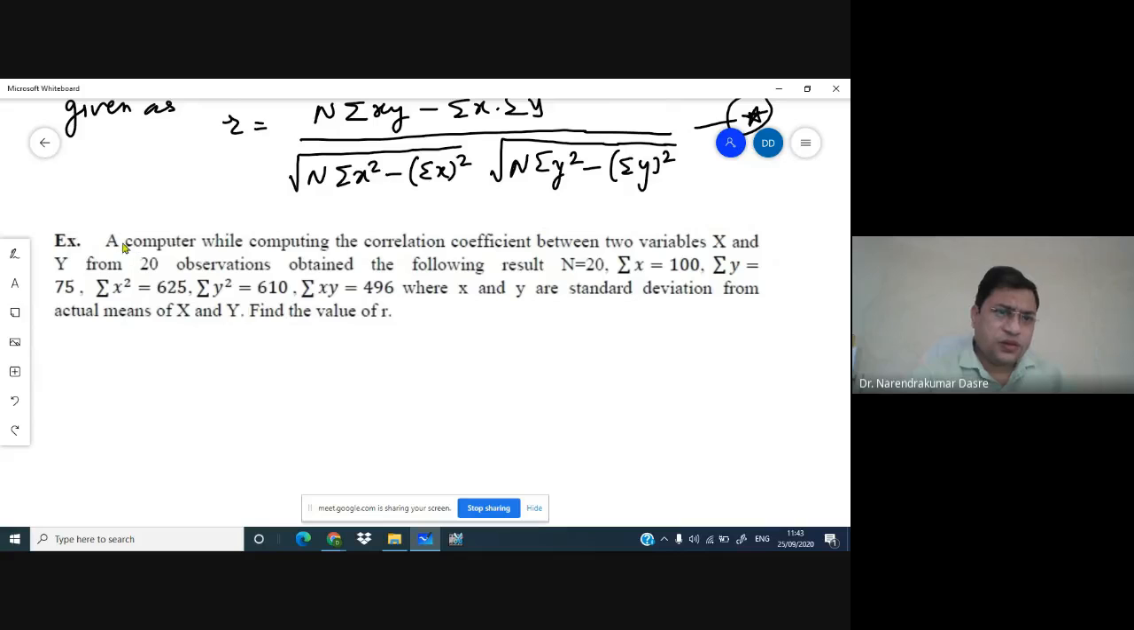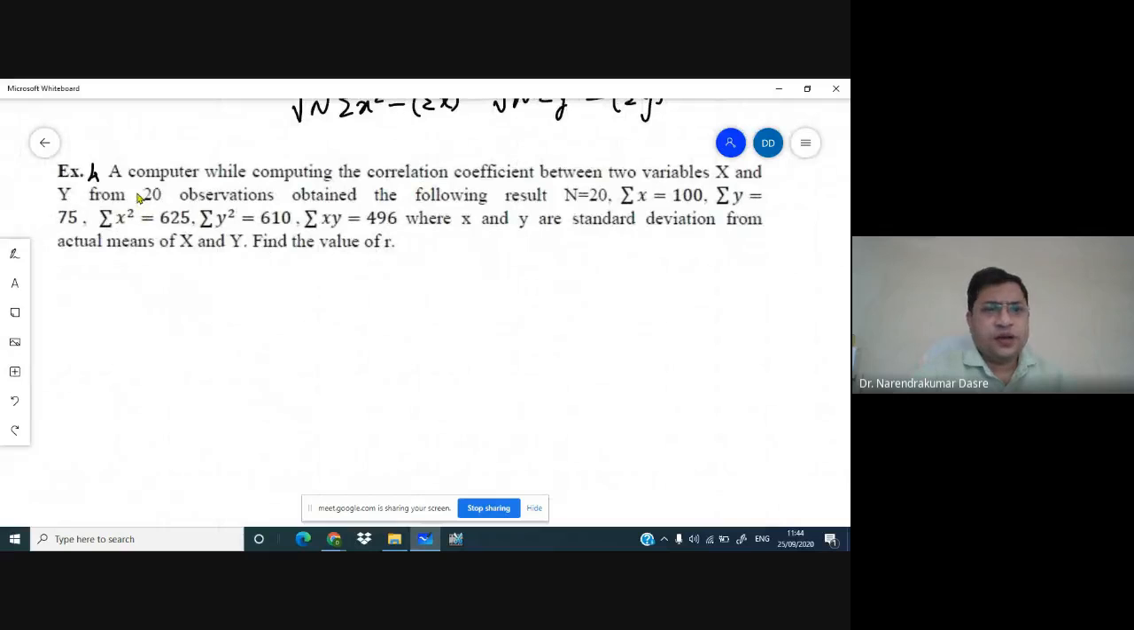So write down this example. Next, example 4.10. You can see a computer while calculating the coefficient of correlation between the two variables x and y from 20 observations obtained the following results. Okay, so the computer has already obtained the results.